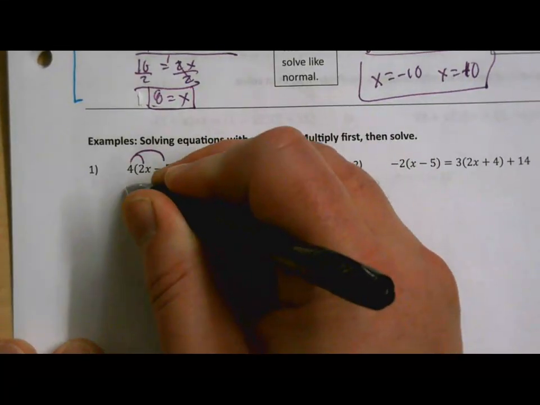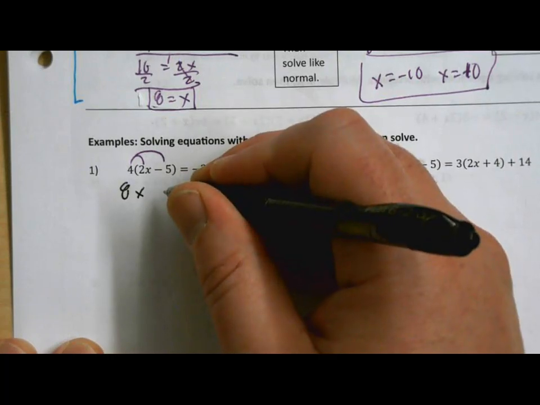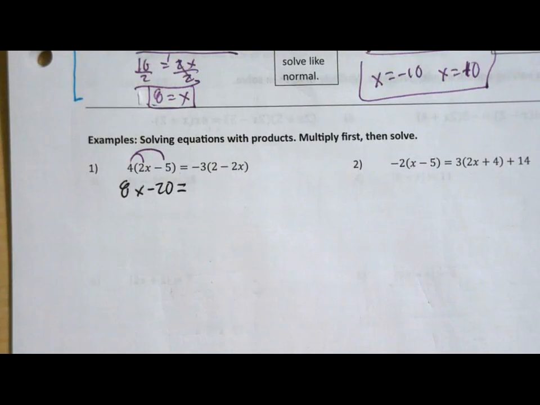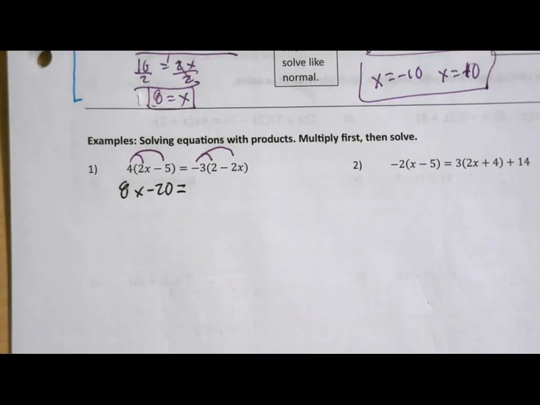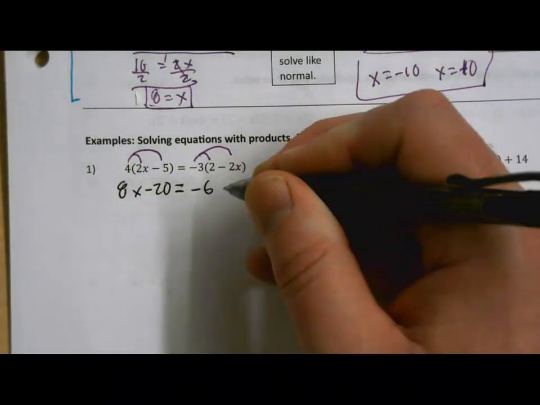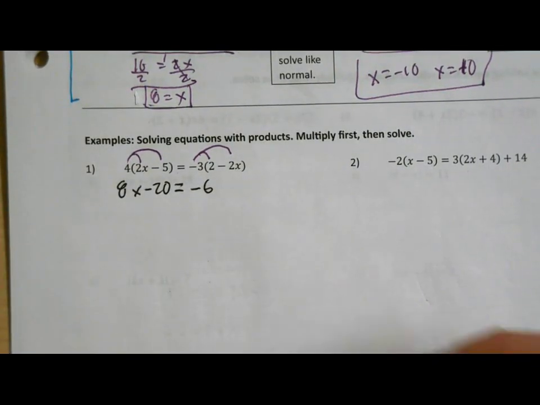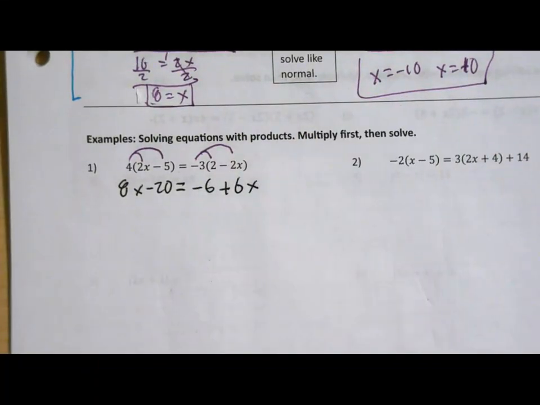4 times 2x is 8x. 4 times negative 5 is negative 20. And then do the same thing over here with the negative 3. Negative 3 times 2 is negative 6. And negative 3 times negative 2x would be positive 6x. Check my signs there, please.